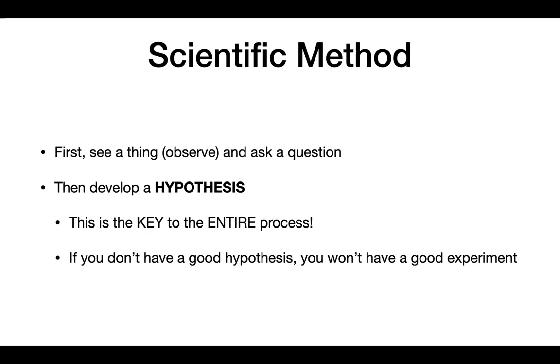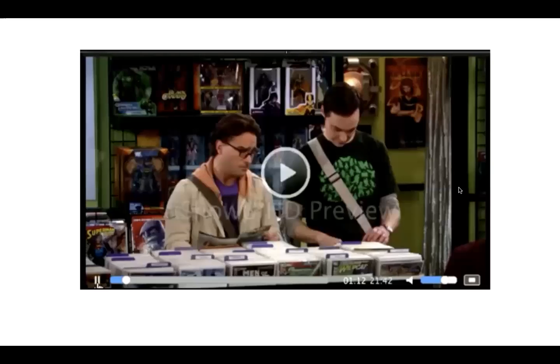Once you have your question, you then can develop a hypothesis. Now, a hypothesis is the key to the entire process. So that is a very important point. You want to make sure that you know that going in, because hypothesis is one of the absolute most essential things about an experiment. And it's also one of the things I really want to make sure that you learn from this lesson. If you don't have a good hypothesis, you obviously cannot do a good experiment.